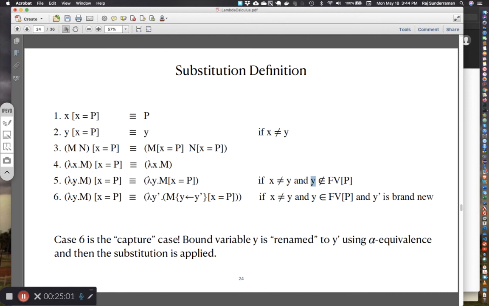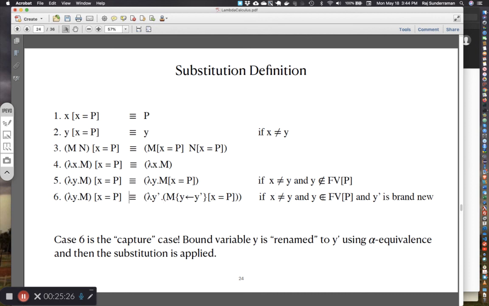Then this substitution becomes lambda y dot, and on m you make the substitution, x by p. We don't know what m is. M may be a big formula. So inside that you apply this definition recursively, okay? And that will go deep way down and probably reach one of these two cases, and then it will either replace or not replace, okay? So that's a recursive definition.